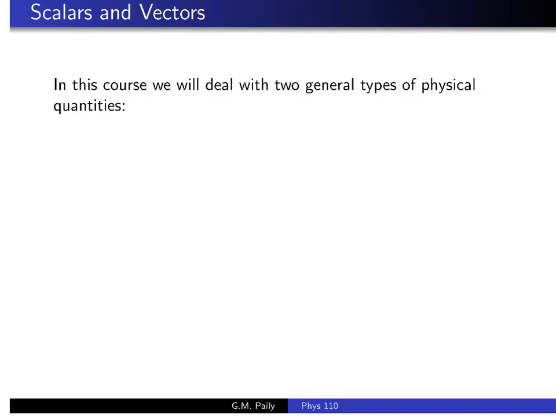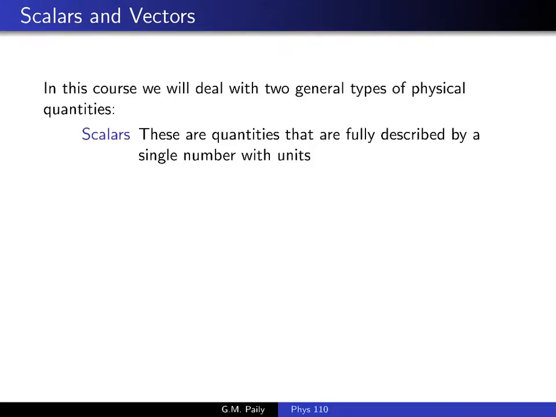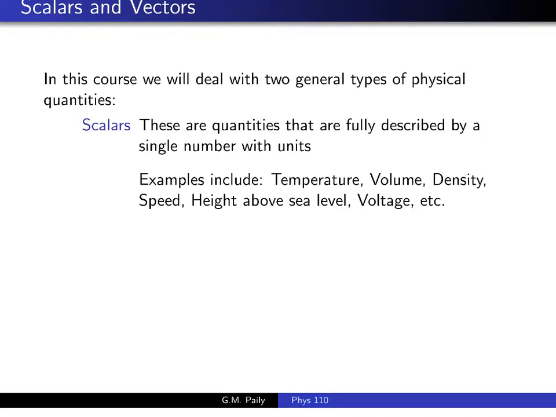Most of the quantities we deal with in this course will be either scalars or vectors. Scalars need only a number with units to describe the quantity. For example, the mass of an object. If you say it has a mass of 3.5 kilograms, you don't need to say 3.5 kilograms up or 3.5 kilograms left. It's just 3.5 kilograms. It's a number with a unit. Some other examples are temperature, volume, density, and so forth.